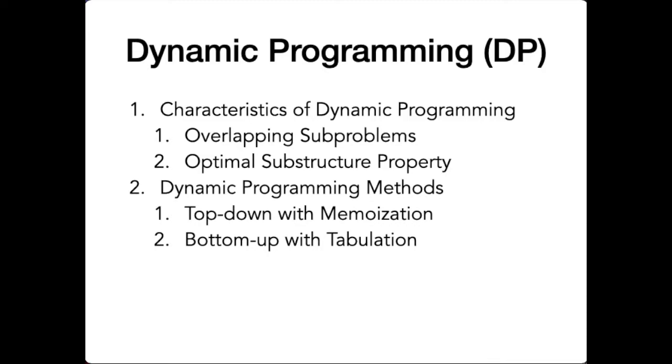The specific properties that we will be discussing are the overlapping subproblems and optimal substructure property of a problem. If we have those properties, then there is a corresponding dynamic programming approach. And those can be addressed using 2 different methods. The first one is the top-down with memoization, and the second one is the bottom-up approach with tabulation.